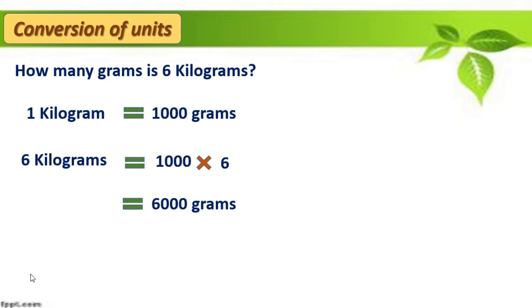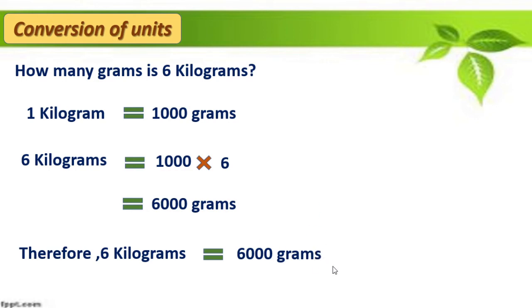Okay, now we will write here. Therefore, 6 kilograms is equal to 6000 grams. Very easy, na? You know that if 1 pen costs 2 rupees, then what is the cost of 5 pens? What we do? 5 multiplied by 2, right? That is 10 rupees. Same thing I have done here. Okay.